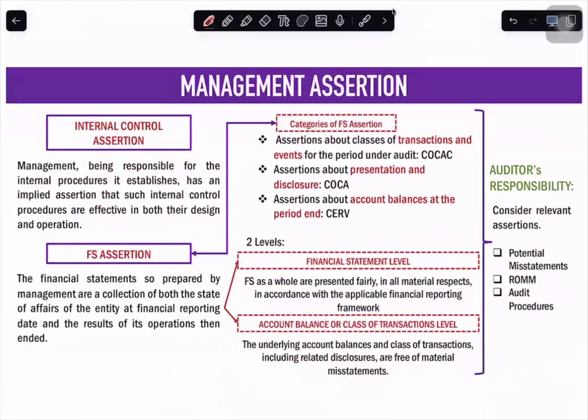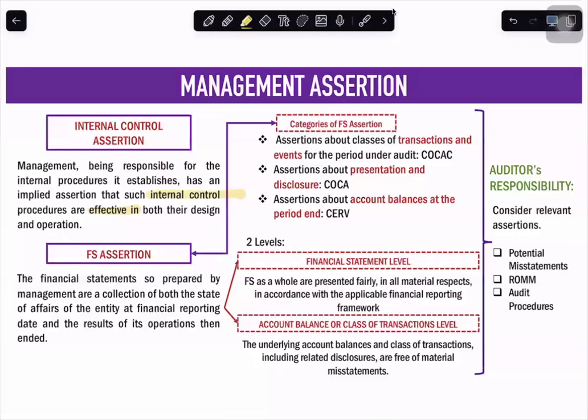Now, let's look into your management assertions. So there are two types of assertion. We have your internal control assertion and your FS assertion. So under internal control assertion, management, being responsible for the internal procedures it establishes, has an implied assertion that the internal controls are effective in both their design and operation.